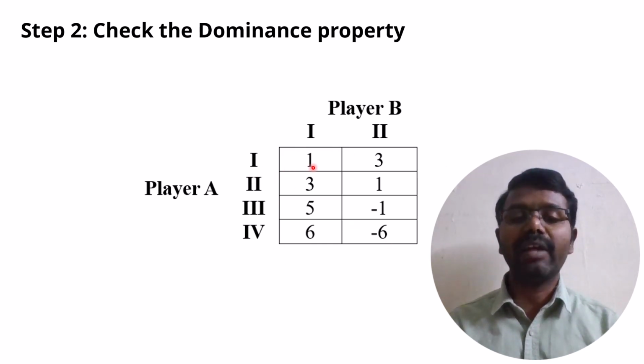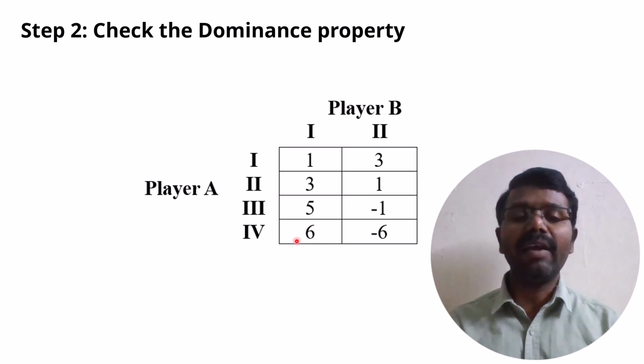Let us see the row reduction. Here 3 is dominating 1, but 1 is not dominated by 3. Let us compare this 3, and 5 is dominating 1, but minus 1 is not dominating. 6 is dominating 1, but minus 6 is not dominating 3. Comparing these two, 6 is dominating 3, but minus 6 is not dominating 1. And comparing these two, 5 is dominating 3, but minus 1 is not dominating 1.